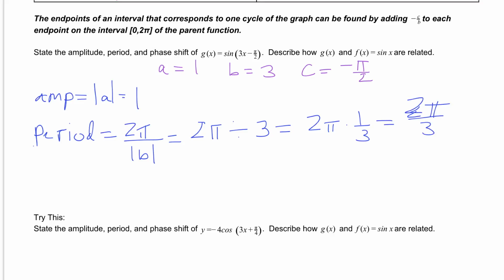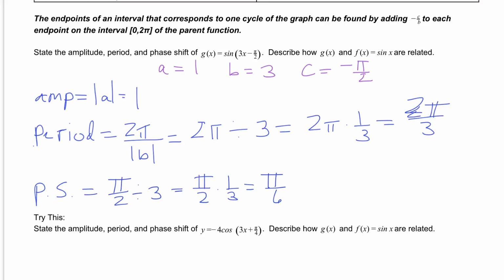And then finally we want our phase shift. And our phase shift from above is the opposite of c. So since c is negative pi over 2, the opposite would be positive pi over 2. And we're dividing that by b, so by 3. So basically we're taking pi over 2 and multiplying it by 1/3, which gives us a phase shift of pi over 6.